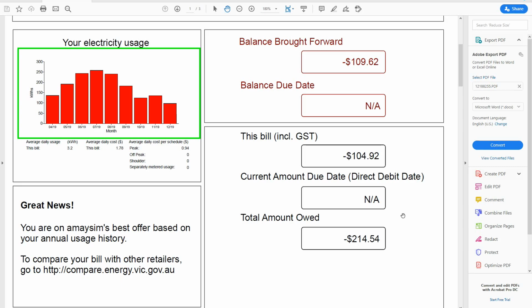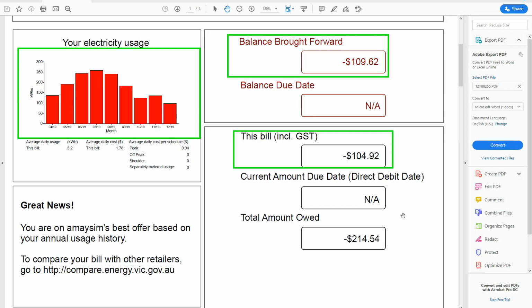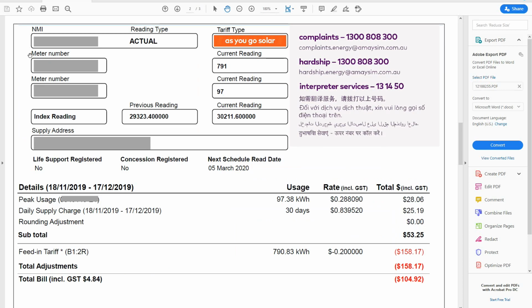My balance over the last few months has been negative, so the balance got brought forward, and then this bill I made a massive $100 credit. So really now they owe me, total amount owed is negative $214, and that's a great feeling. As you can see here, here were my usage details. I used 97 kilowatt hours from the grid. Meanwhile, I was able to use some of the solar generated directly, which obviously doesn't show here, and whatever excess I had, I fed back in.